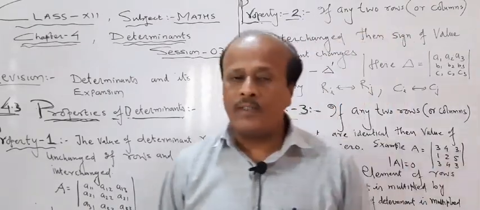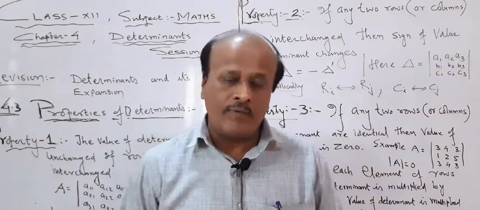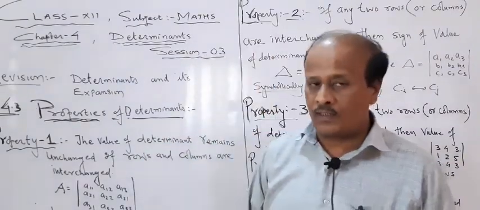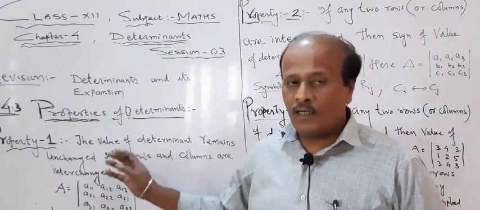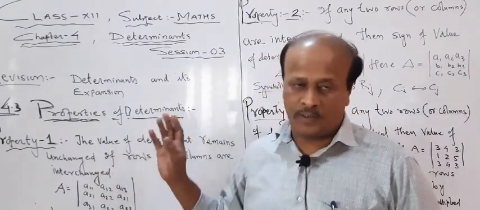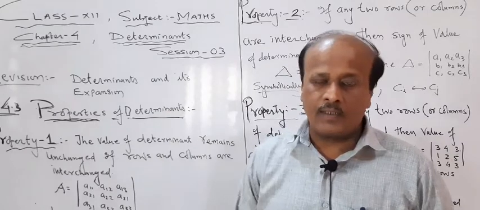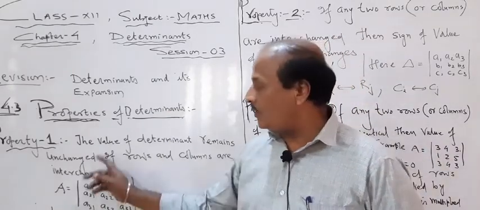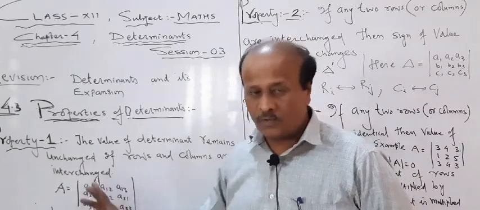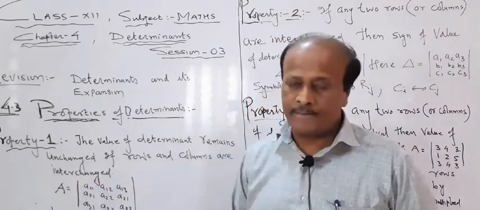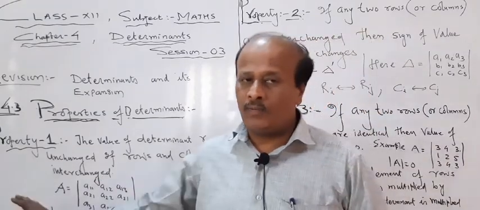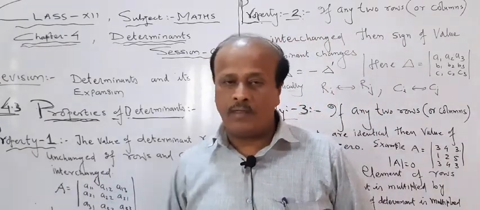So what is property number 1? Where are we going to use this property? Wait for one more day or one more session. In the next session I will be telling you how to use all these properties. So property number 1 says, whenever for any necessity you are interchanging the corresponding rows with the corresponding columns, there is not going to be any change in the value of the determinant. This is property number 1.